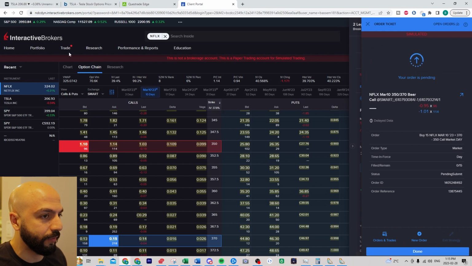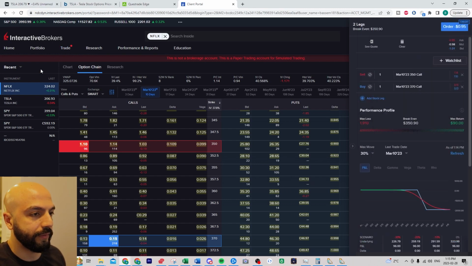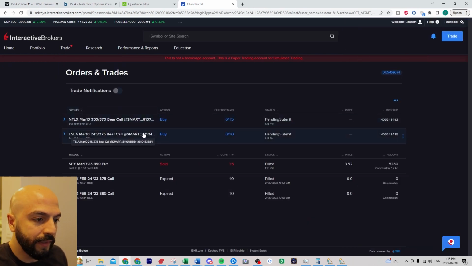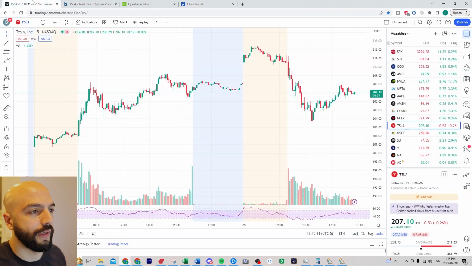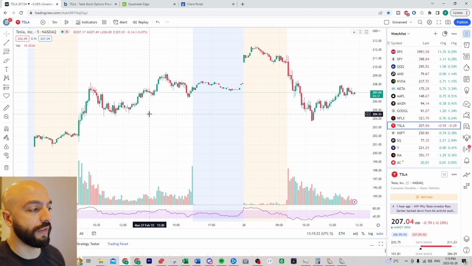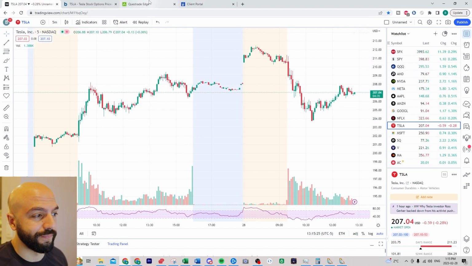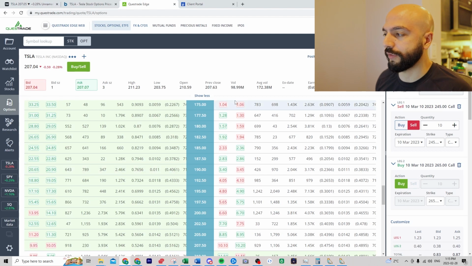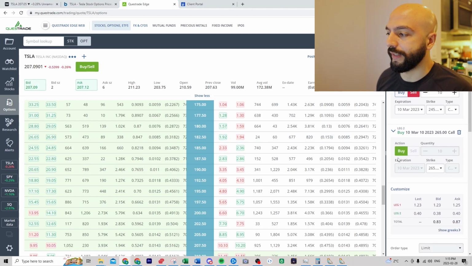This order is pending. So we see here, we have a little red dot, so it should tell me if my trades have gone through. I'm wondering why it doesn't get filled right away. So let's see what our trades look like. Order and trades. These are pending. We can check back later to see if they have filled, but I will show you how to do this on Questrade as well. If we go to Questrade, hopefully it didn't log me out. No, it didn't. Okay, so I have the Tesla vertical ready to go here.